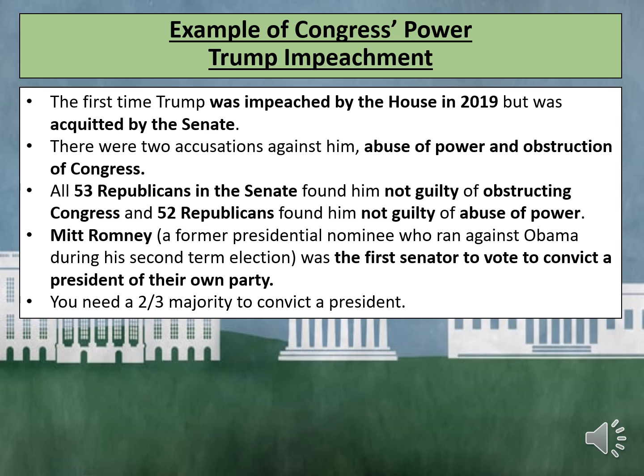Trump's impeachment is a good example of Congress's power. The first time Trump was impeached by the House was in 2019, but he was acquitted by the Senate. There were 2 accusations against him: the abuse of power and the obstruction of Congress. All 53 Republicans in the Senate found him not guilty of obstructing Congress, and 52 Republicans found him not guilty of abuse of power. Mitt Romney, a former presidential nominee who ran against Obama during his second-term election, was the first senator to vote to convict a president of his own party. You need a two-thirds majority to convict a president.